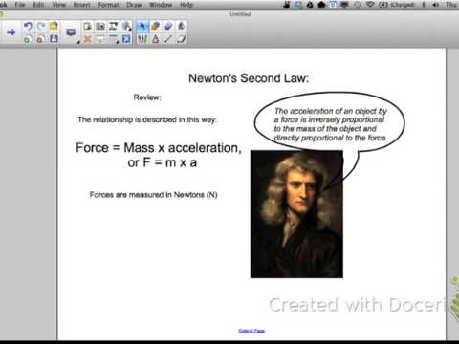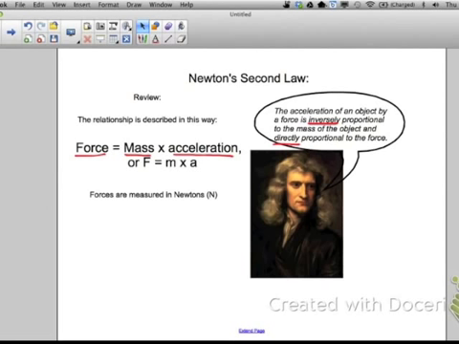Most of the force law that we are talking about is Newton's second law, and to give you a synopsis of that, the acceleration of an object by a force is inversely proportional to the mass of the object and directly proportional to the force. And we put it in words and a formula as force equals mass times acceleration, where F equals force, M is mass, and A is acceleration.